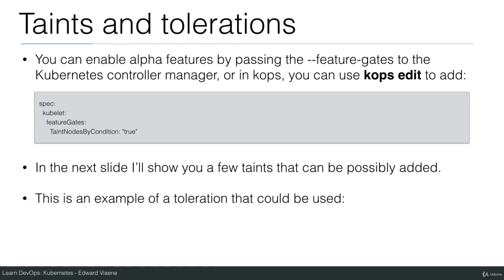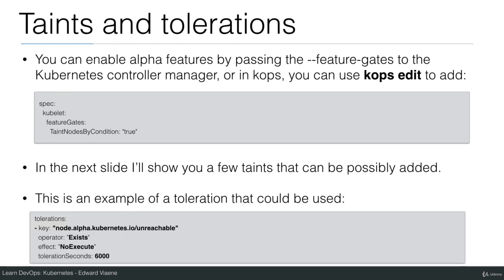So here is an example of a toleration that could be used. If this node.alpha.kubernetes.io/unreachable key exists, then the effect will be NoExecute, so it will evict all the pods on this node, but you can say I want to be evicted only after 6,000 seconds. Because maybe if you're going to reschedule a pod, it will take a lot of time, so sometimes it's better to wait some more minutes to be evicted. If the node is reachable again, then no work needs to be done.